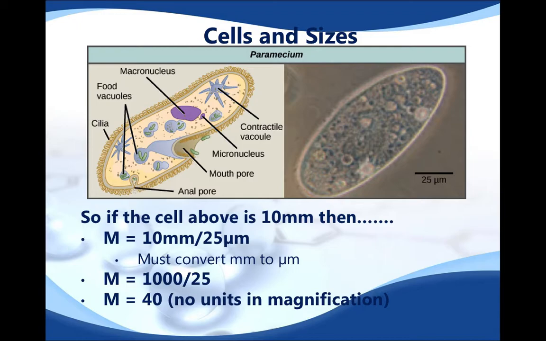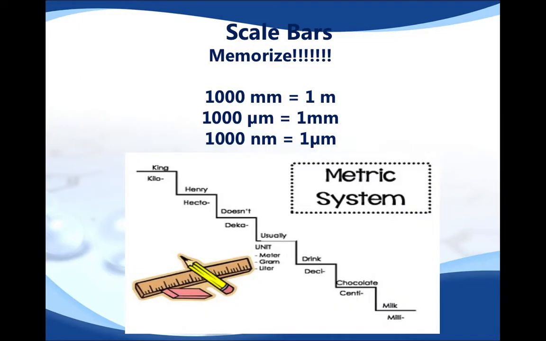So in this case we have 10 millimeters, and we need to convert that from millimeters into nanometers. Nanometers can often be seen written like this. So we take the magnification, which will equal 1000, and we will then divide that by 25 nanometers. 1000 divided by 25 is 40, so the magnification is 40 times. Please note as well that there are no units for magnification.